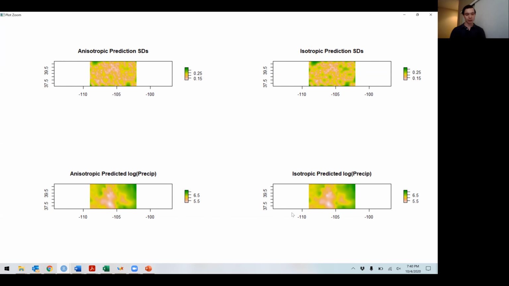You need to look a little bit harder to see the effect of anisotropy on our predicted precip. But if you just look at what happened with the precipitation in the central mountains here, it has been sort of smeared in this direction, which again is 155 degrees or minus 25.